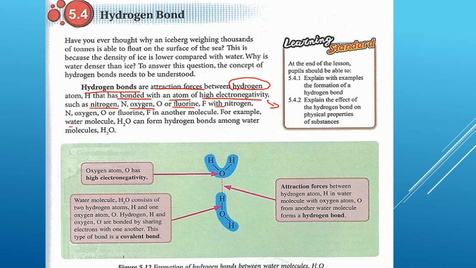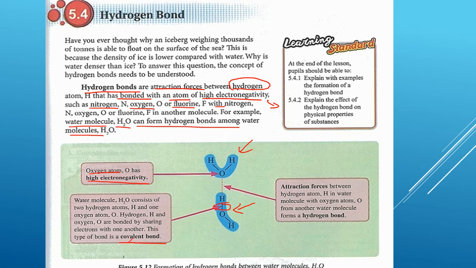For example, water molecules H2O can form hydrogen bonds among water molecules H2O. So this is water molecule and this one also water molecule. In one water molecule there consists of two hydrogen atom and one oxygen atom. The oxygen atom here has high electronegativity. Hydrogen and oxygen are bonded by sharing electron with one another. So this type of bond is covalent bond. This is covalent bond between the H and O in the same water molecule.